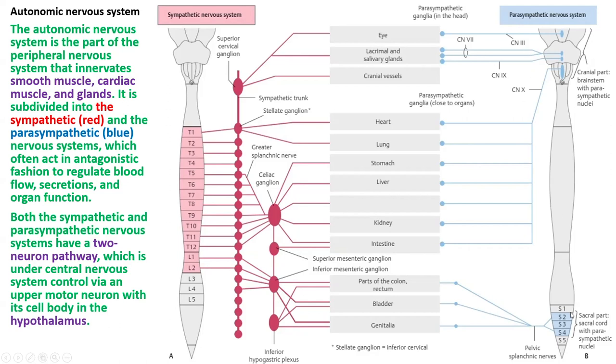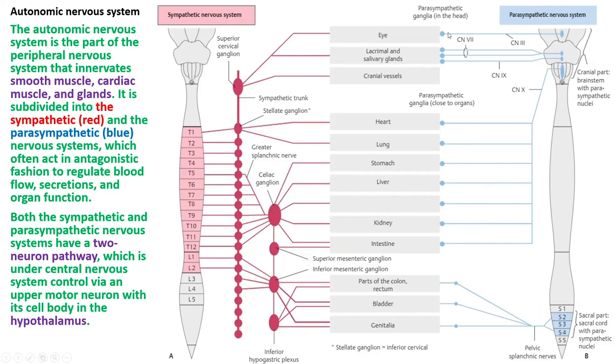And the other location is the lateral horn of the spinal cord at the sacral segments, specifically S2, S3, S4. So S2, S3, S4 of the sacral spinal cord have the origin of the presynaptic fibers, the nucleus sending the presynaptic fibers that reach the head region.